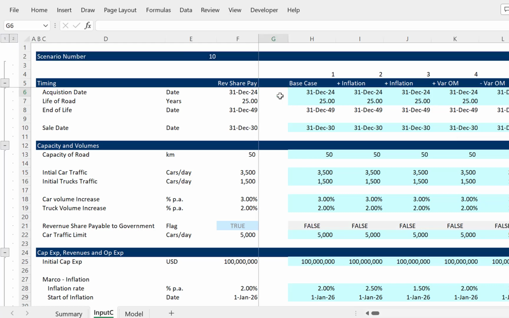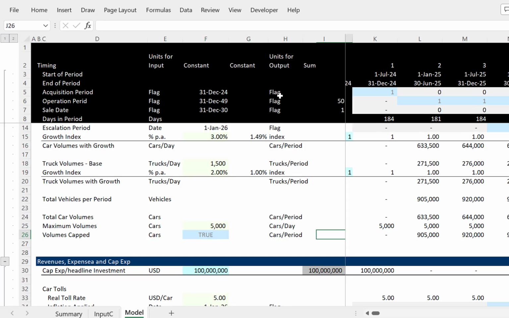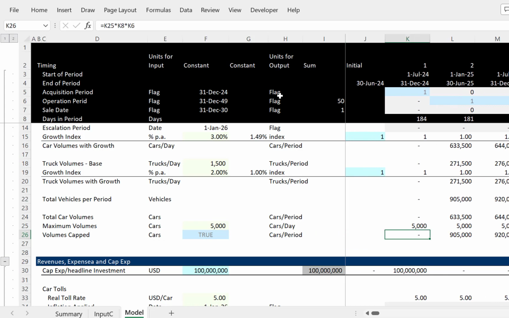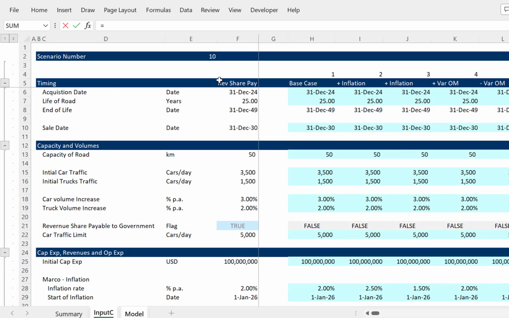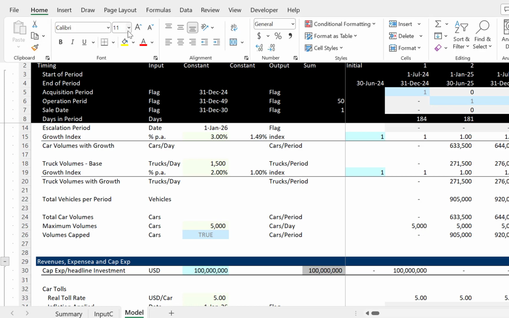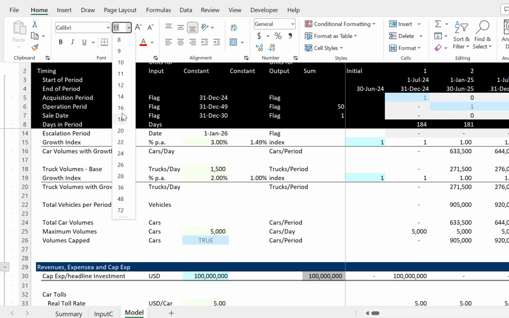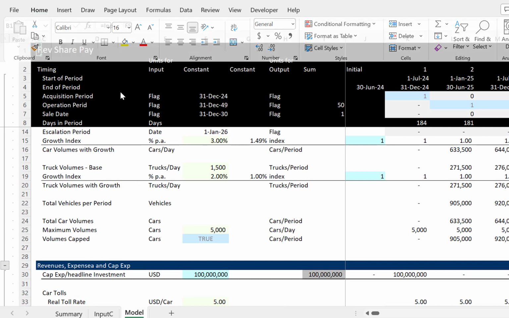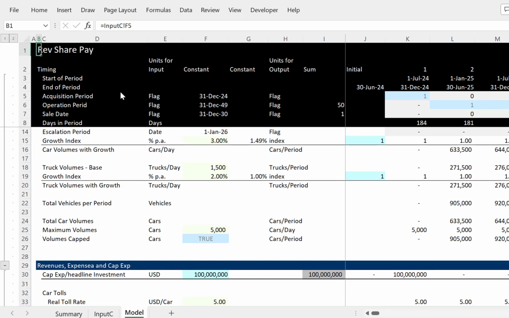Okay, and then the other thing I'm going to do is correct some of this other stuff. Let's put the scenario name up here, and this says revenue share pay, and we can even make that one a little bit larger. Is that too large? Okay, so cool that we can see what scenario we're on.